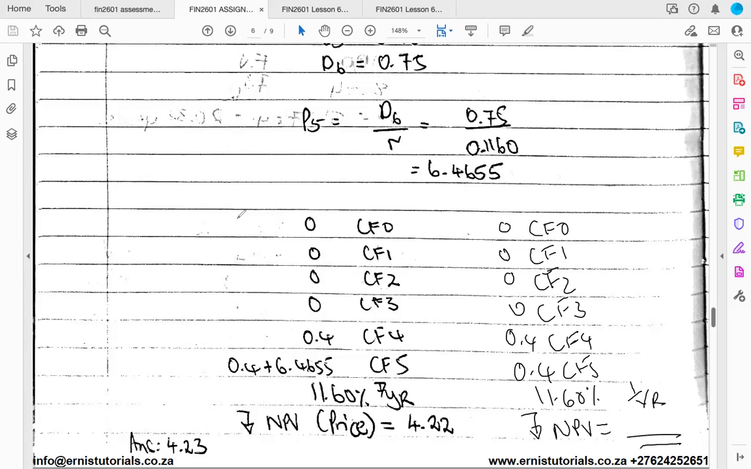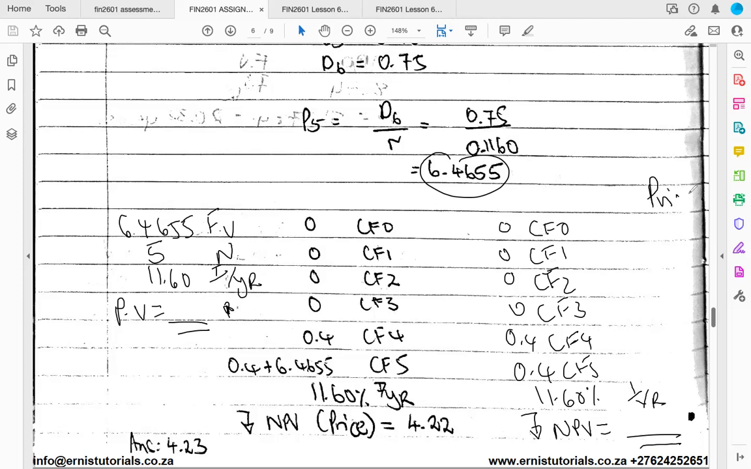And then after doing that, you can get the present value of the price, whereby we take 6.4655 to be a future value. It's a price at time 5, so we take N to be 5. We take our discount rate to be 11.60, and then we get the present value. And then the answer we get here, we add it with the answer we get here, and then we get the price of the share today. Okay, let me just quickly do those calculations.